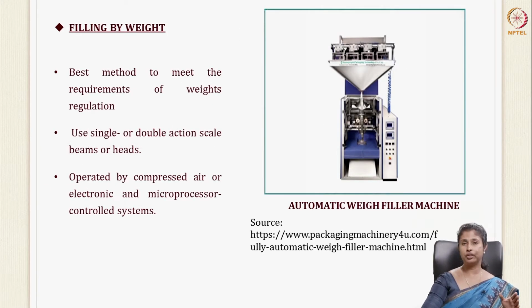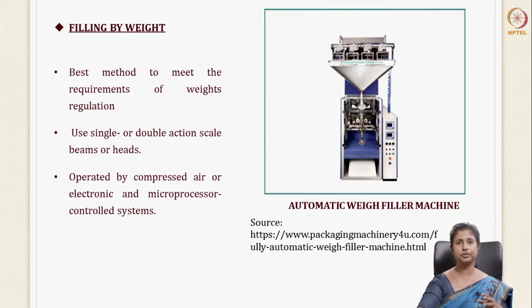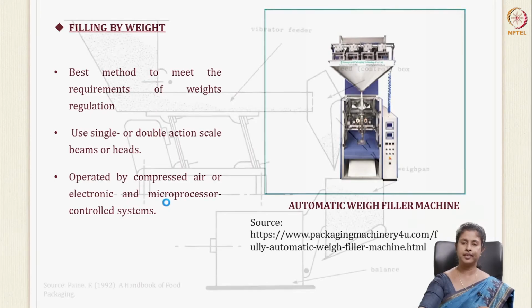Now, other than volume, a very common method of filling powders into your sachets or your packaging material is by weight. This is one of the best methods to meet the regulations of regulatory bodies. Here we use single or double action scale beams or heads. And here the way in which these products are put into the filling machines is operated either by compressed air or electronic or microprocessor control systems.